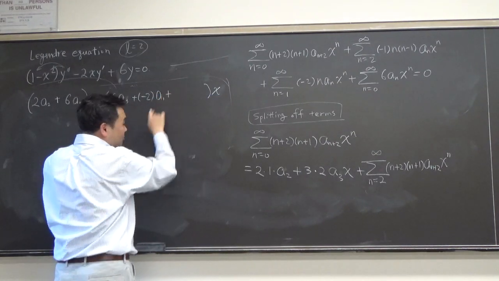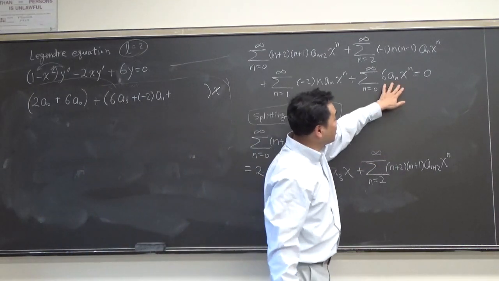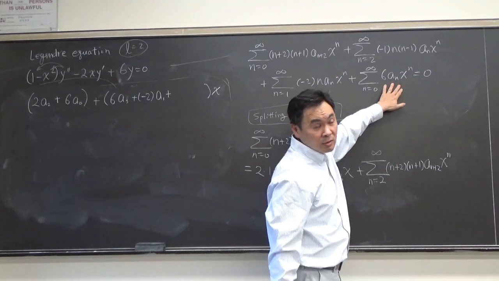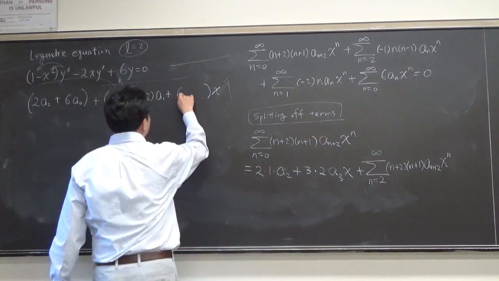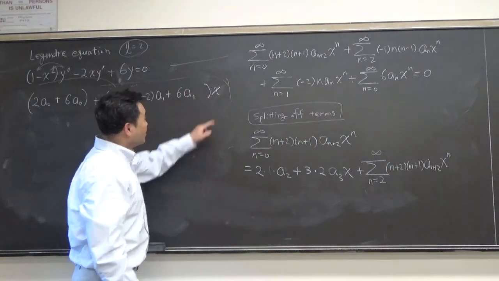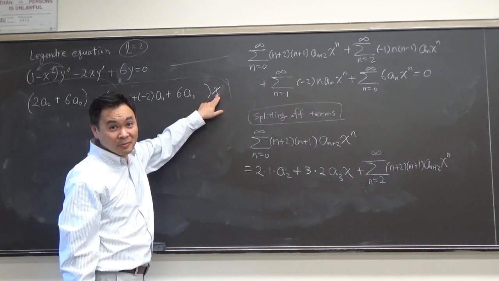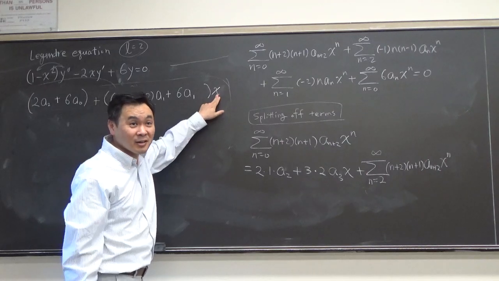Plus, what about this one? When n is 1? 6a1 x. 6a1, all of them having x to the power of the first term. Is that okay? All right.